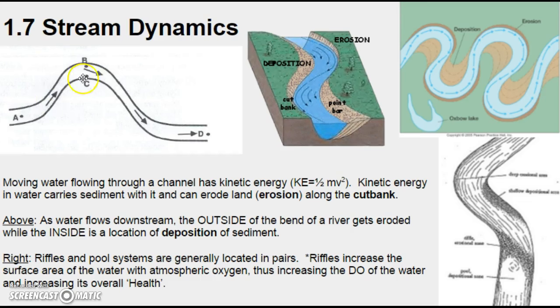It can erode land, erosion, along a cut bank. As water turns along a bend, it erodes the outer part of that very bend, right? Water moving along here, erosion taking place on the outside, deposition takes place along the inside. Here's another one. Here's the direction of the arrows, so it's moving this way. You're getting erosion and deposition. You get this sequence: erosion, deposition, erosion on the outside, deposition, erosion, deposition.